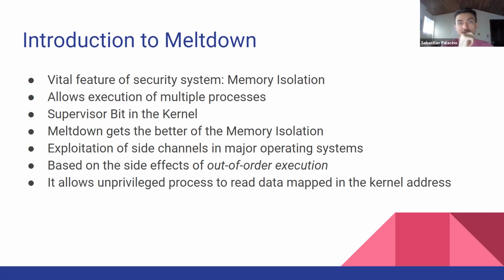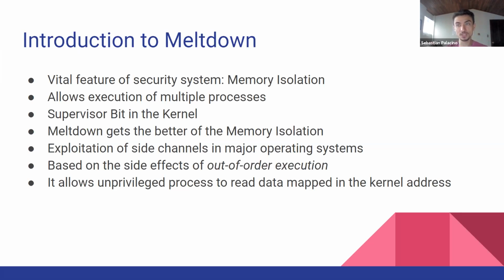You see, a vital feature of security systems is memory isolation. Memory isolation is the cornerstone for multiple operating systems, and it allows our computing environments to run multiple applications at the same time on personal devices or on the cloud itself. On modern processors, the isolation between the kernel and the user processes is typically realized by a supervisor bit of the processor that defines whether a memory page is accessible or not.